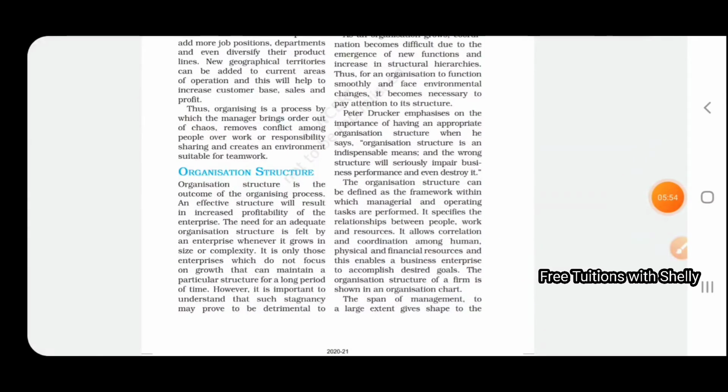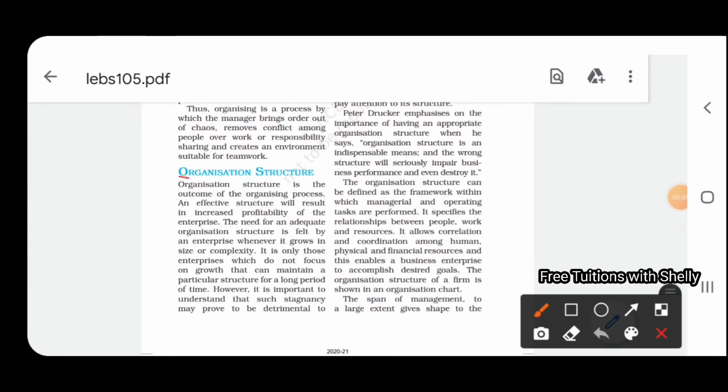Next is about organization structure. Organization structure is the outcome of the organizing process. So the structure means the result of your organizing process. If an effective structure exists, it will lead to an effective result. This organization structure is the outcome of whatever process you have done for organizing, and it can be defined as the framework within which managerial operating tasks are performed. It is the framework within which the activities are performed, and you cannot cross those frameworks.